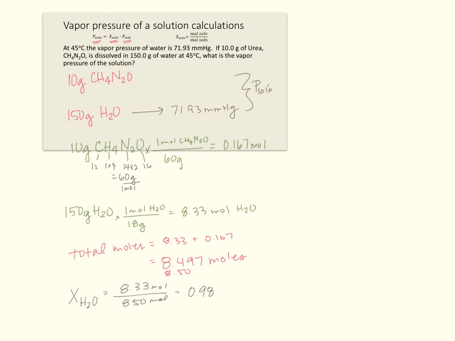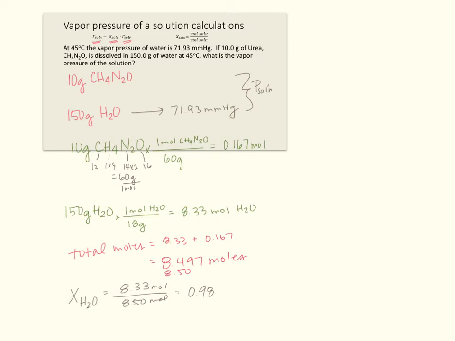Okay. And we want to know the vapor pressure of the solution. So that's the mole fraction. And the original pressure of the water is 71.93. That's the vapor pressure of water at 45 degrees Celsius. So if it's 98% water, then that means that 98% of this should remain the same, while the rest is affected by the stuff that's dissolved in the water.